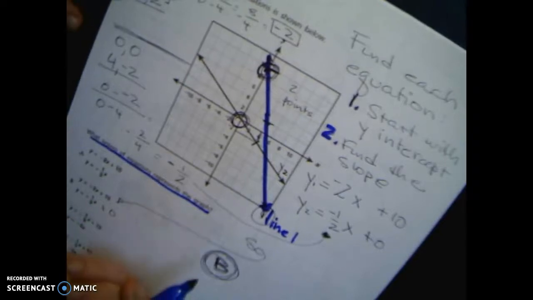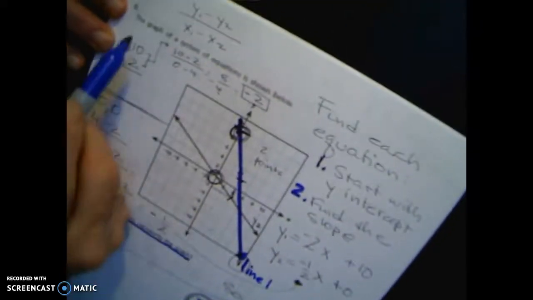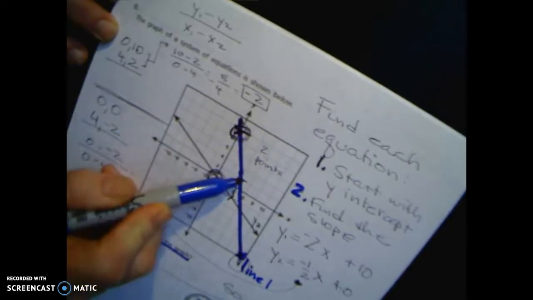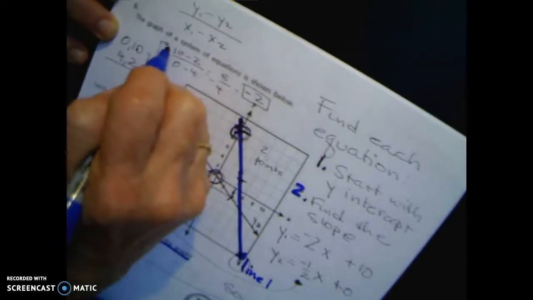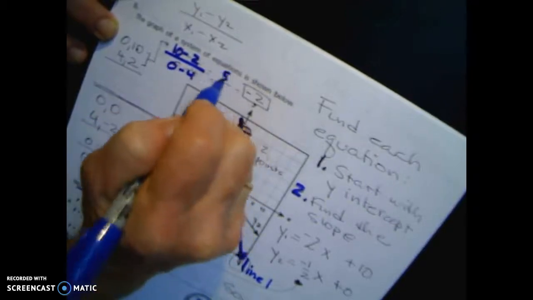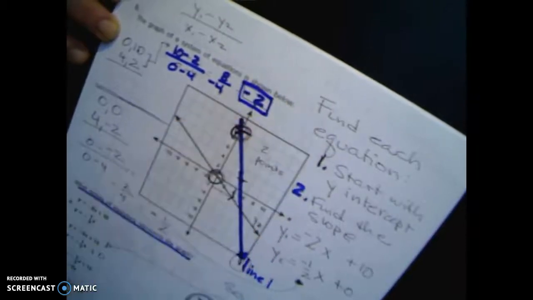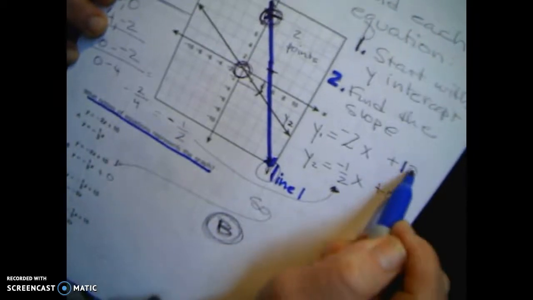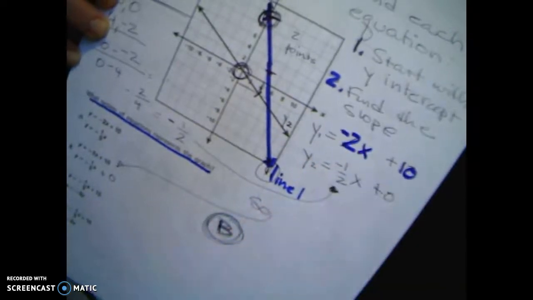So for this particular one, I have 0 and 10, which is the intersection point, and then I have another one right here, which is 4 and 2. I use my slope formula and say 10 minus 2 divided by 0 minus 4 is 8 over negative 4. The slope is negative 2. Hooray! So I can now write the equation for the first line. The slope-intercept form: y equals negative 2x plus the y-intercept 10.